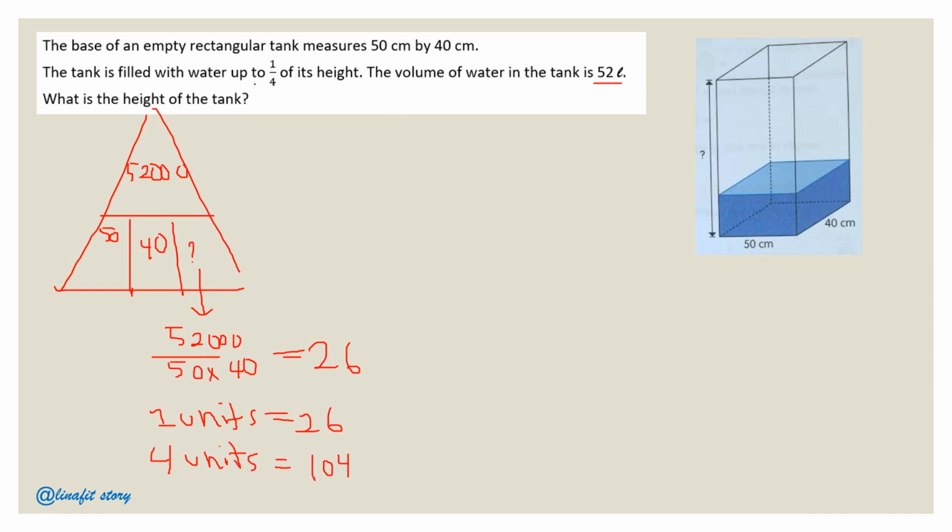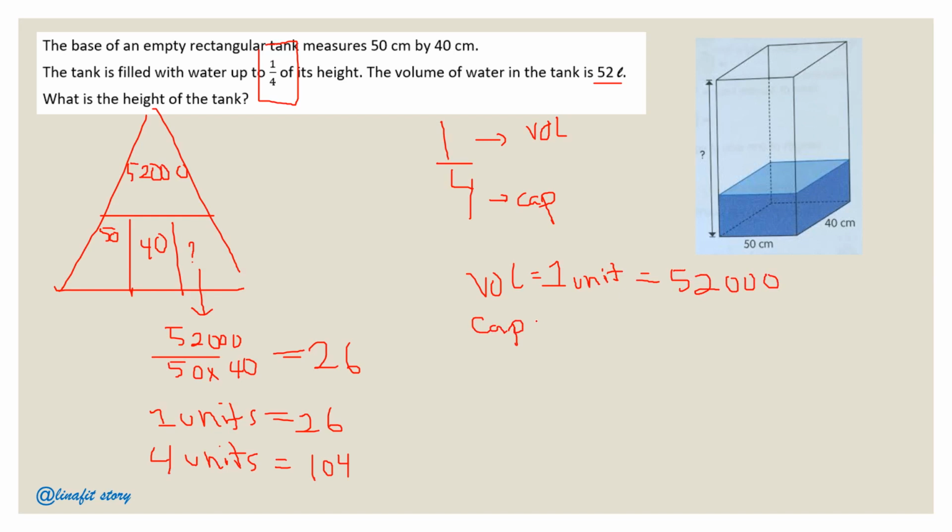Another way to solve the question. Look over here. The tank is filled with water up to a quarter of its height. 1 out of 4. The top number, this is the volume. The bottom number, this is the capacity. So the volume equals 1 unit. This is 52,000 cubic cm. Then how to get the capacity? The capacity is 4 units. So 4 times 52,000 equals 208,000.